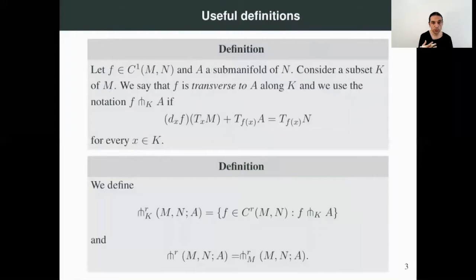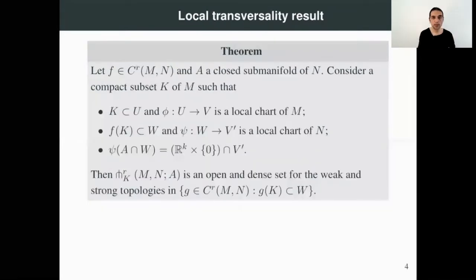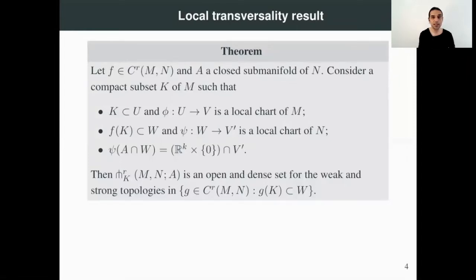Okay, we are going to introduce two new notations. The first one is just the space of C^r maps such that F is transverse to A along K. And the second one is just for the space of C^r maps that are transverse to A along M, in other words, that are transverse to A. Let us introduce the following local transversality result, that is a fundamental ingredient in the global transversality results.